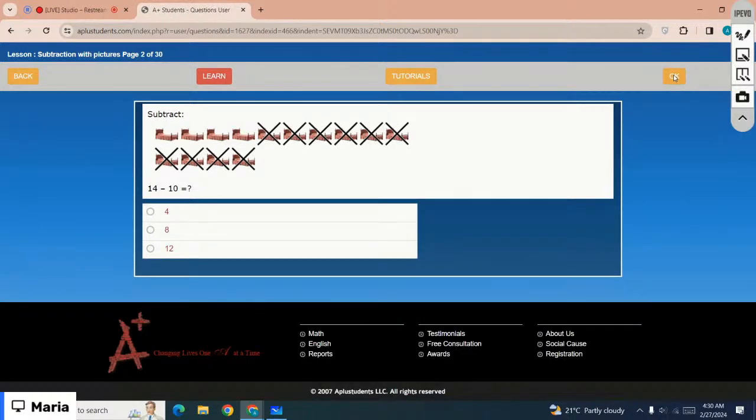Okay, subtract 14 take away 10. Which is the correct option? 14 take away 10 is, yes, the correct option is 4. 14 take away 10 equals 4. Option number 1 is the correct option.